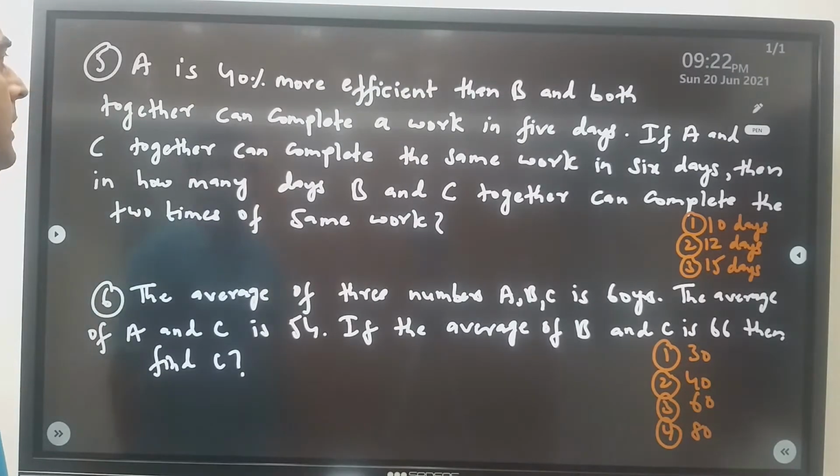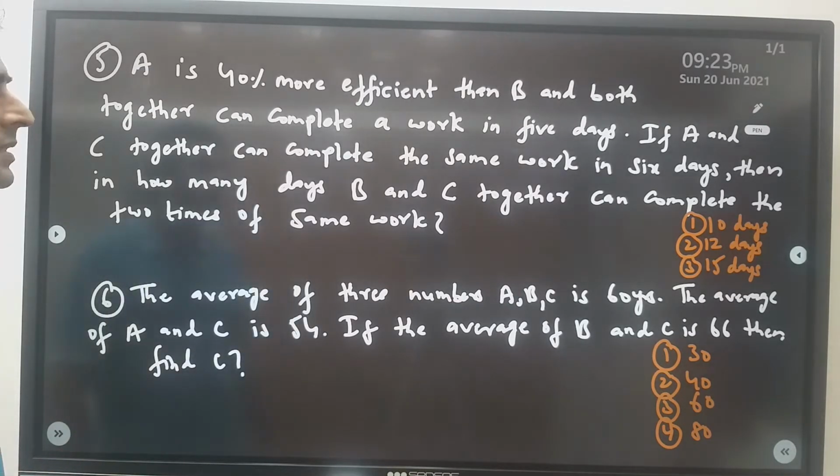A is 40% more efficient than B, and both together can complete a work in 5 days. If A and C together can complete the same work in 6 days, then in how many days can B and C together complete 2 times of the same work?